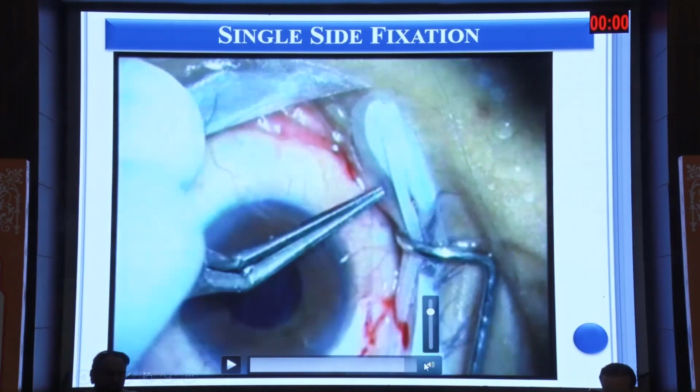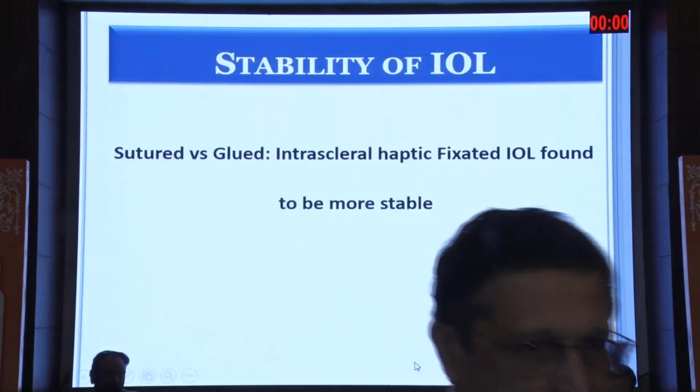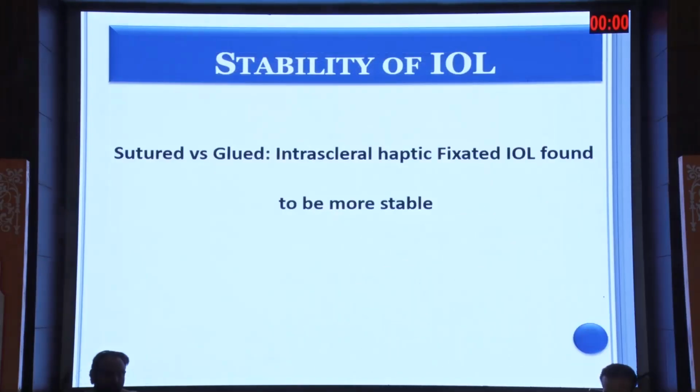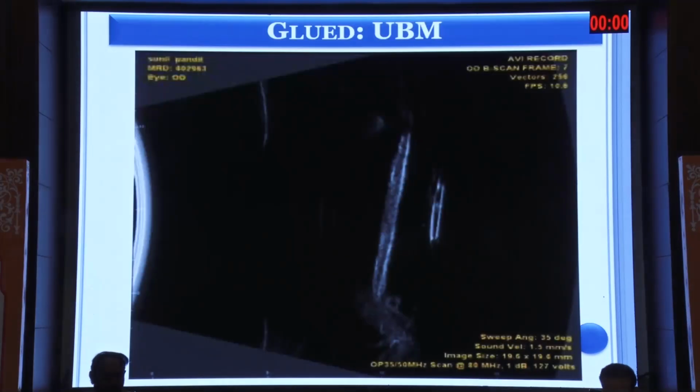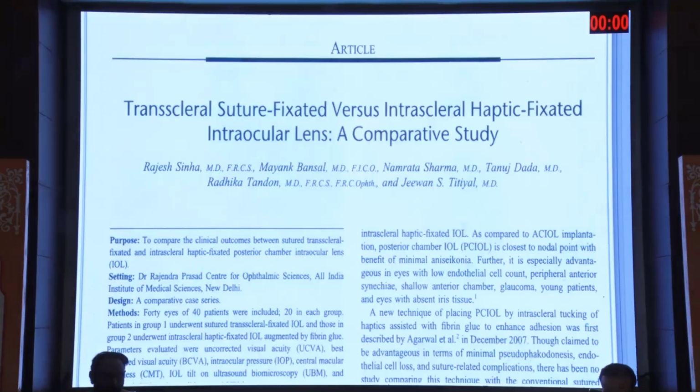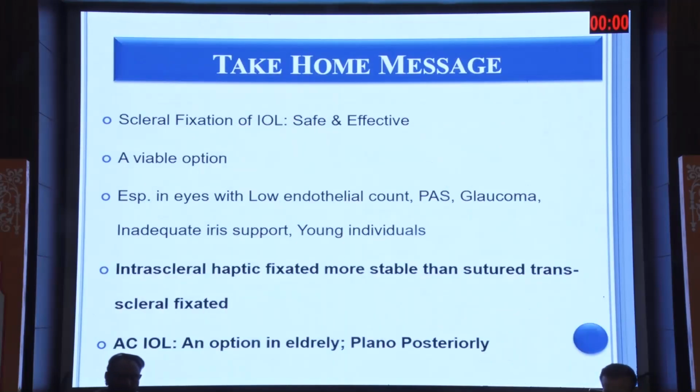So what we have seen now is that the glued intrascleral haptic fixated IOL was found to be more stable than the sutured IOL. That is the UBM guideline, and this is a study also done at the RP center. Take home message: sclerofixated IOL is safe and effective, a viable option, especially in eyes with low endothelial count. Intrascleral haptic fixated is more stable than suture transscleral fixated. AC IOL is an option in elderly patients.